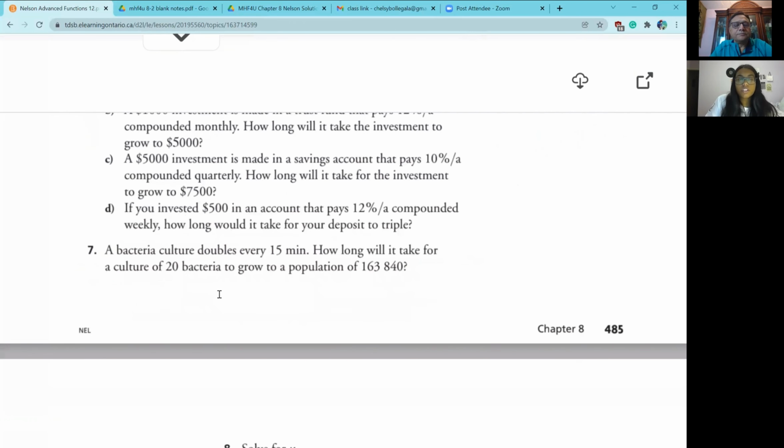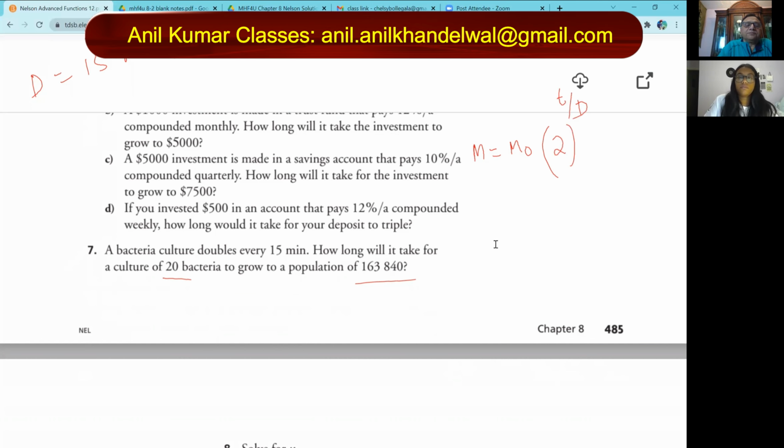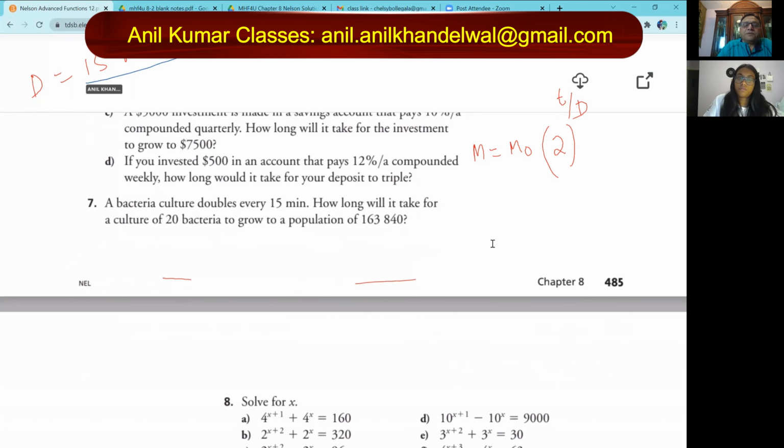A bacterial culture doubles every 15 minutes. How long will it take for a culture of 20 bacteria to grow to a population of 163,840? So doubling time: the amount M equals the initial value, so let's say M0, times 2 to the power of t over doubling time. That's your formula. Is it okay? Now in this formula, we are already given that the bacterial culture doubles every 15 minutes. So doubling time is 15 minutes.